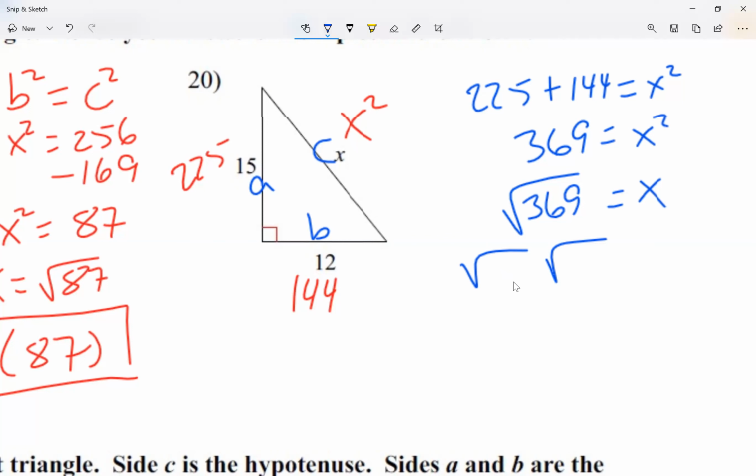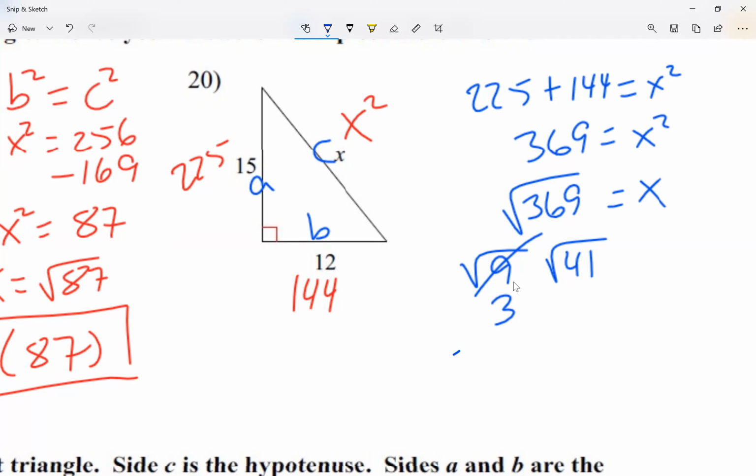Can I try a 9? Let's see. 369 divided by 9 is 41. So 9 times 41 is 369. I know the square root of 9 is 3, so this simplifies to a whole number. Now 41, nothing I can do. So my answer will be 3 radical 41.